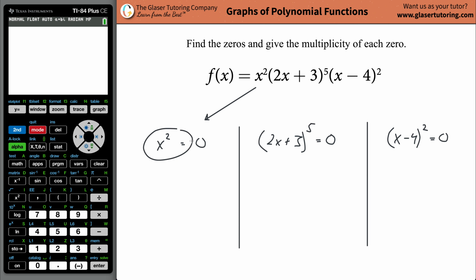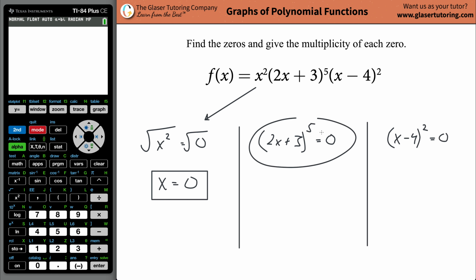So let's just solve this for x now. I would have to take the square root of both sides. The square root of x squared is just going to be x. The square root of 0 obviously is just 0. Remember, the square root is asking what times itself two times gives you 0, and obviously the only answer to that is 0.